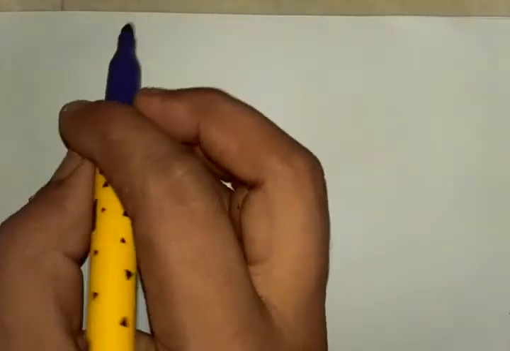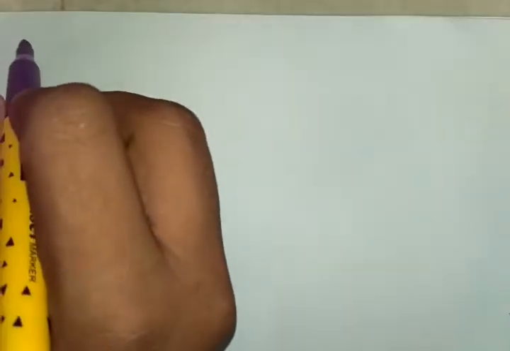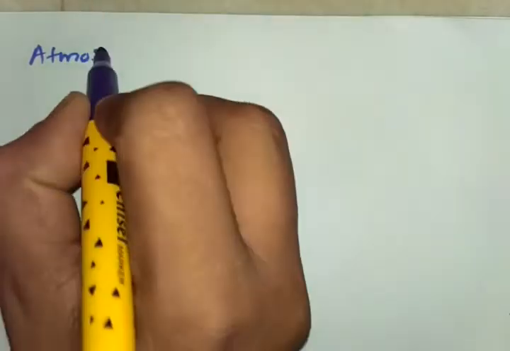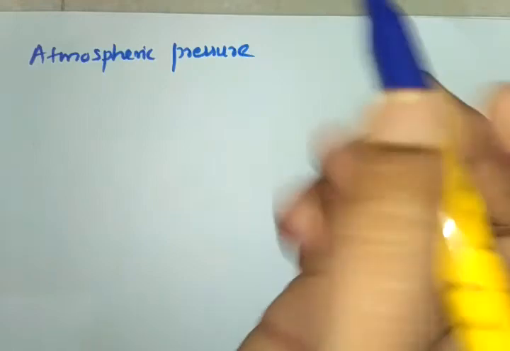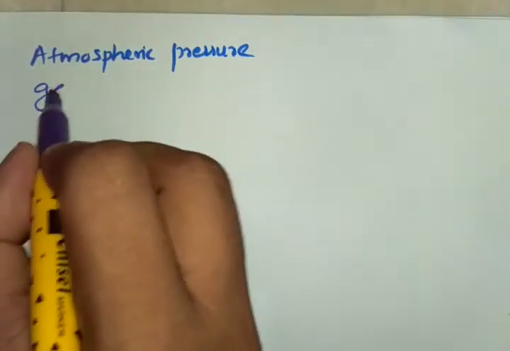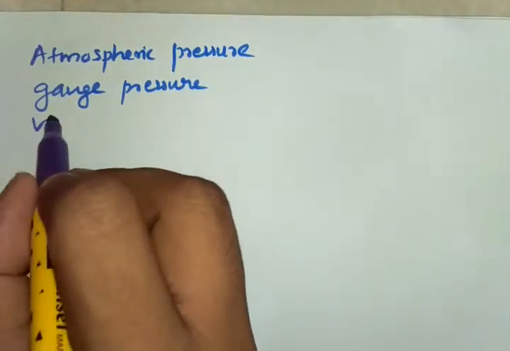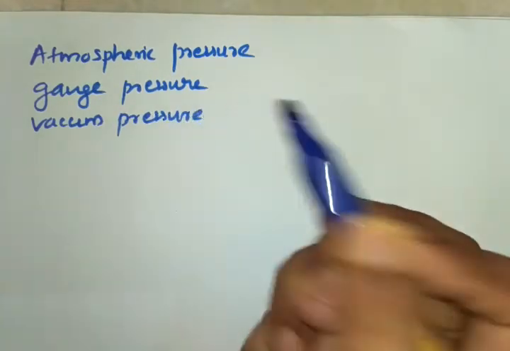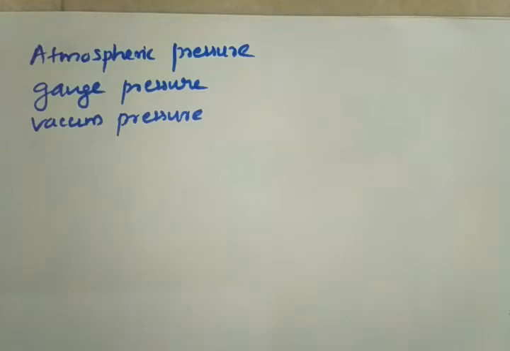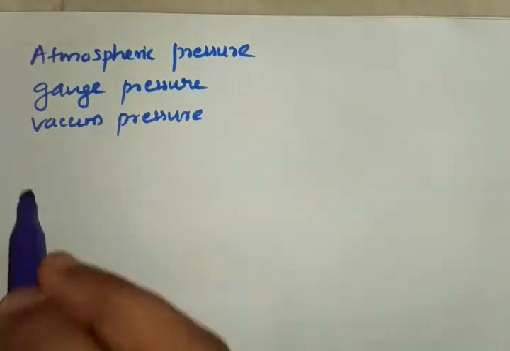Hello friends, in this tutorial we will be dealing with different types of pressure: atmospheric pressure, gauge pressure, and vacuum pressure. So you might be hearing all these words: atmospheric pressure, gauge pressure, vacuum pressure. So we will see what is atmospheric pressure. So what is atmospheric pressure?